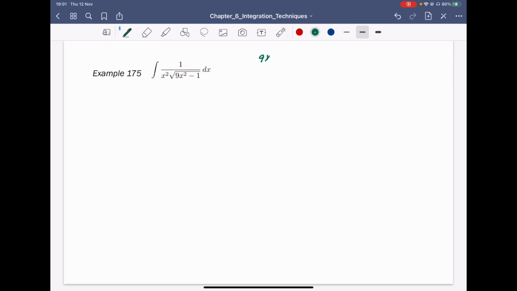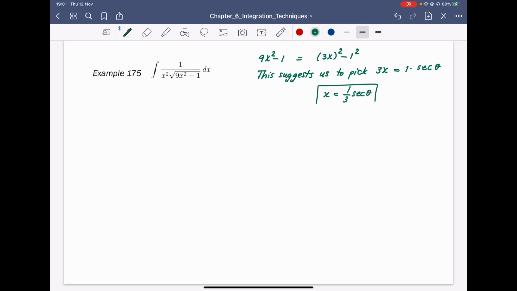When you see 9x squared minus 1, this is actually 3x squared minus 1. So this suggests that we pick 3x equal to 1 times sec theta. Actually, it means x equals 1/3 times sec theta. That is going to be our substitution here. Once you pick x like that, dx is going to be 1/3 times sec theta tan theta d theta.